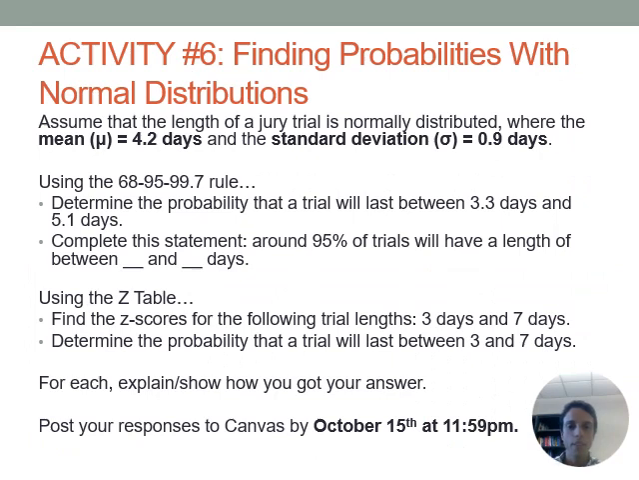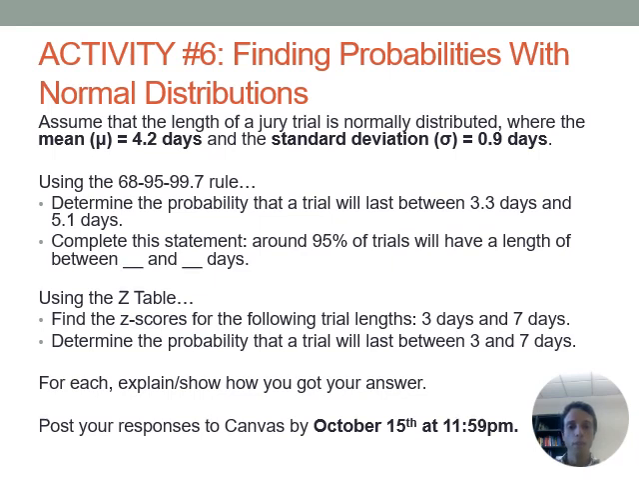So this week's activity is going to ask you to apply what I've covered in this lecture so far to finding probabilities in a different normal distribution. So this is a hypothetical probability distribution describing the length of a jury trial. And here it is given that the mean of this distribution is 4.2 days, and the standard deviation of this distribution is 0.9 days. So again, these values are just properties of this distribution. They describe it, and you can use them to answer the question.